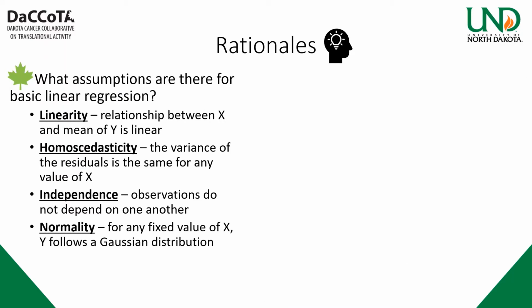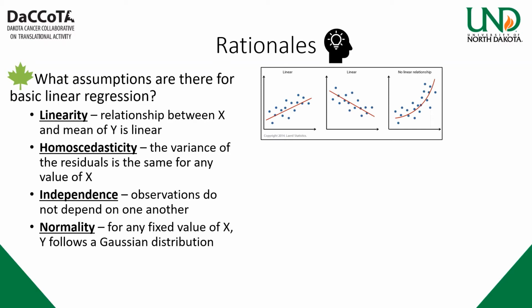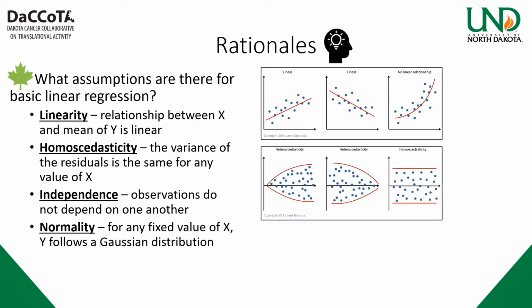Next, let's ask what assumptions there are for basic linear regression. I use the word basic to say that the data is relatively uncomplex and that the y variable is normally distributed. So the four typical assumptions are linearity. Once again, you expect a linear relation between the y and the x. Next one is homoscedasticity, which is that the variance of the residuals is the same for any value of x. So essentially, the variability is the same across x.